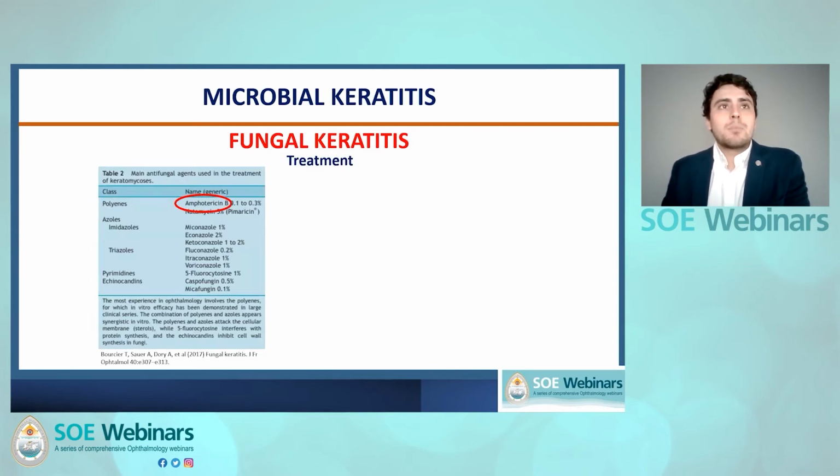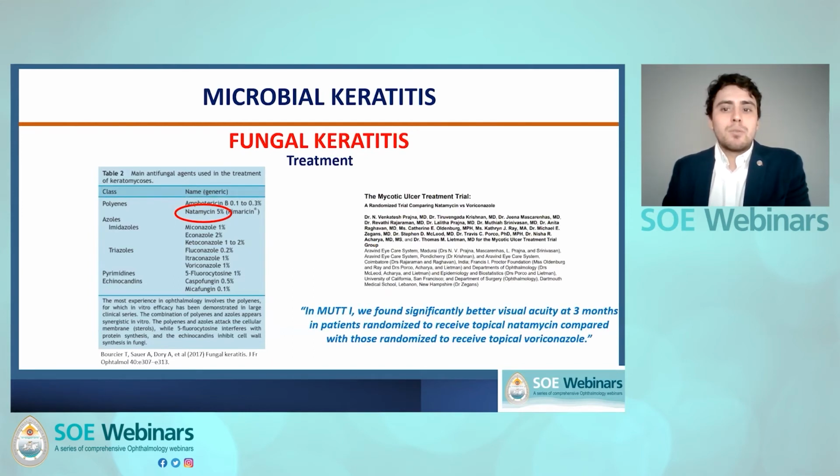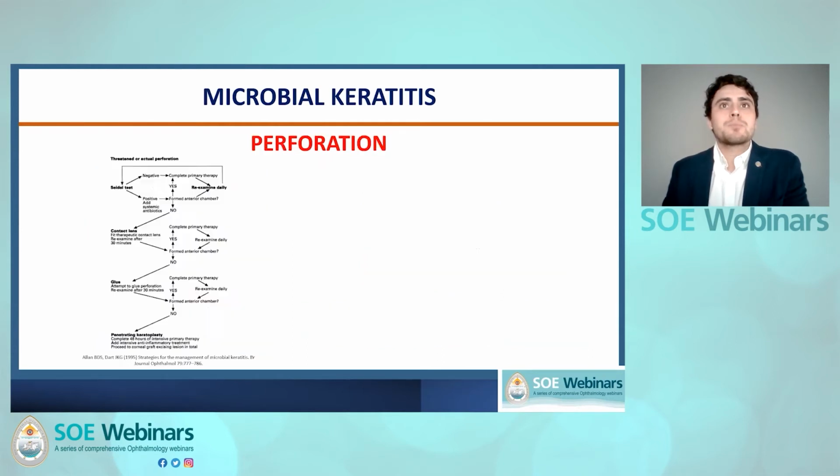Prior to the development of natamycin, the most commonly used antifungal was amphotericin B, which is still used today alone or in combination with natamycin, with relatively good results. One of the last studies, the mycotic ulcer treatment trial, found significantly better visual acuity at 3 months in patients randomized to receive topical natamycin compared with those randomized to receive topical voriconazole. So natamycin could be one of our first-line treatments in infections by Fusarium or Aspergillus.